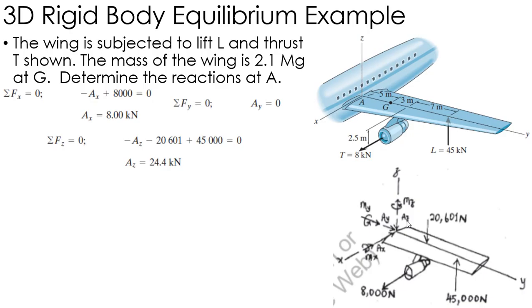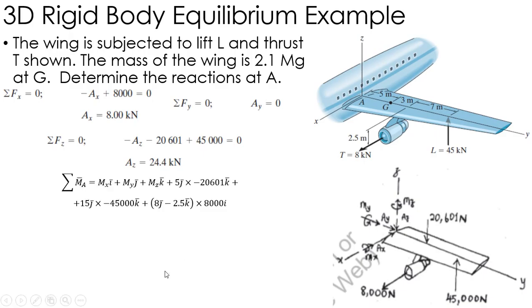Now, in order to find those reaction moments, I have to sum the moments, and I'm going to sum the moments about point A because that's where all my unknown forces are. So I will do that. I'm going to do this in all three dimensions and then pull out my X, Y, and Z components. So, the sum of moments about A, I'm going to include my reaction moments, MX, MY, and MZ. Those are my couple reaction moments. I don't want to forget those. And then I'm going to have three cross products. The cross products of the forces at A are all 0.